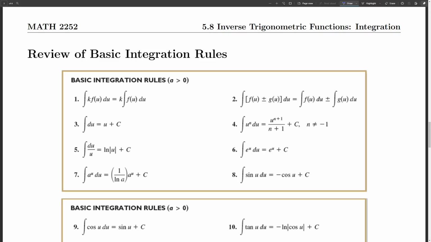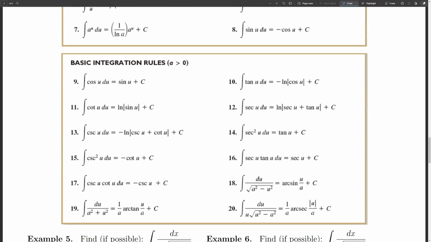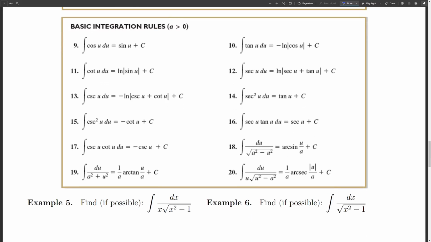So we have the basic integration rules. If you have a constant multiple, you can bring it out of the integral. The integral of a sum is the sum of the integrals. We have the power rule, and some of the rules that we talked about at the beginning of this semester. Then we have some rules that we know from calculus for the trigonometric functions, and some of the new ones that we looked at. And then finally, here, 18, 19, and 20, that's basically theorem 5.19 that we already did a few examples with.